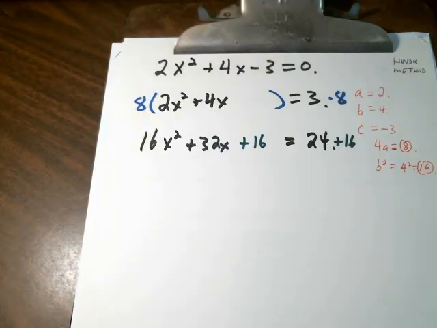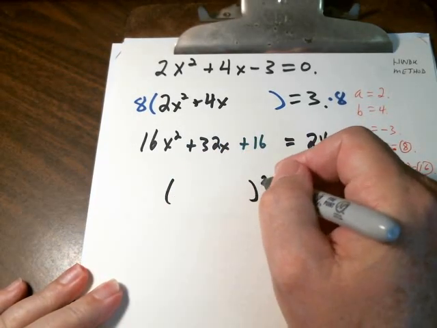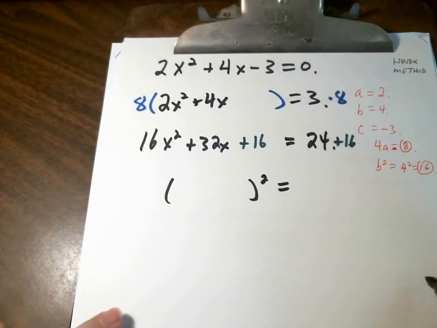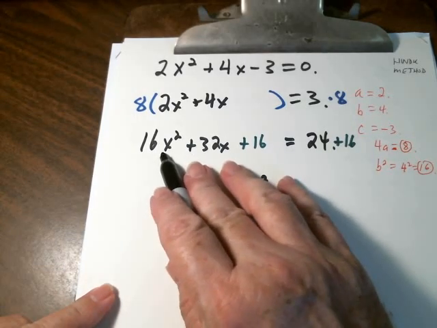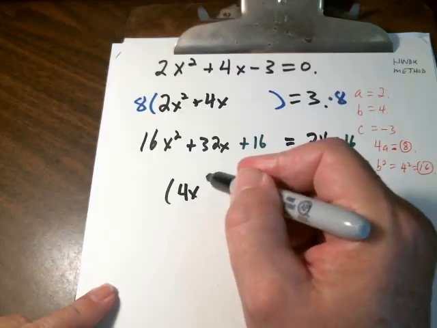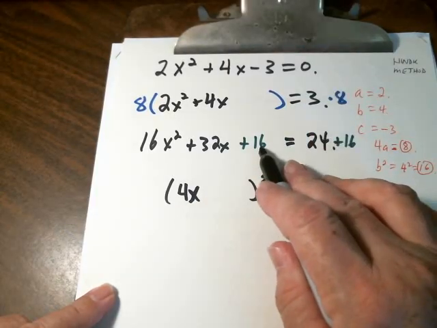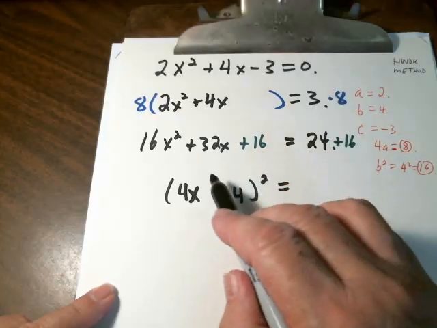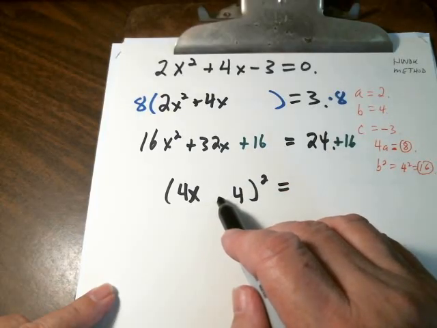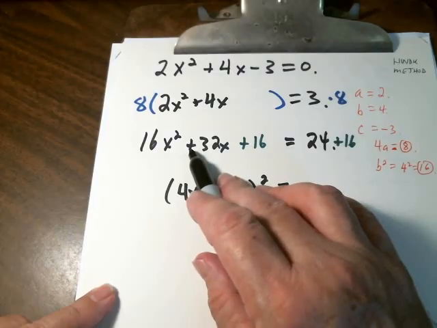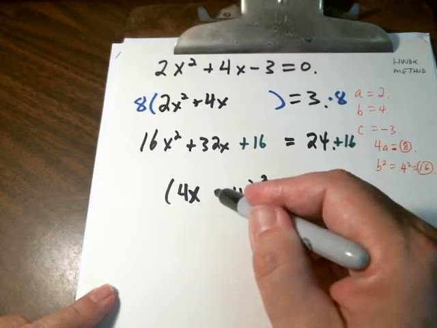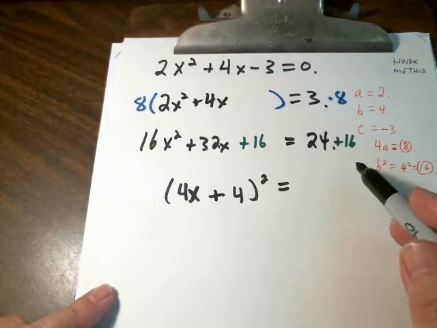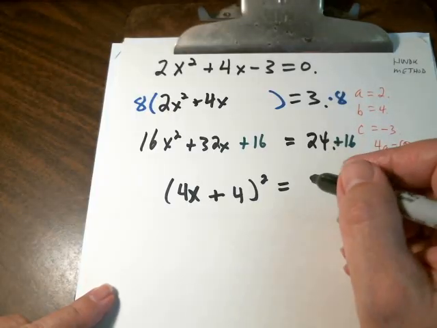At this point, on the left side, we have a perfect square trinomial. And we can derive, if you like, the squared binomial that is equal to the perfect square trinomial on the left side. We can do that by taking the square root of the first term, which is 4x. Take the square root of the third term, which is 4. And then the operation inside the squared binomial will be the same as the first operation in the trinomial, so plus, addition. On the right side, it looks like we have 24 plus 16, which is 40.